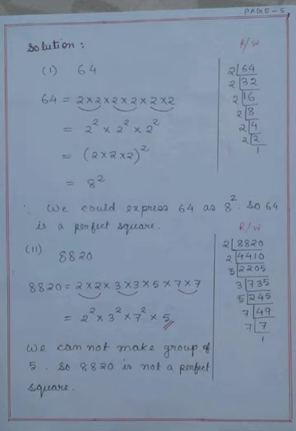If I make pairs of same numbers, that is 2 into 2, I am making pair 2 square, 3 into 3 making pair 3 square, 7 into 7, 7 square. But 5 is left alone. 5 into 5 I didn't get. 5 is left alone, so we cannot make a group of 5. Therefore 8820 is not a perfect square.